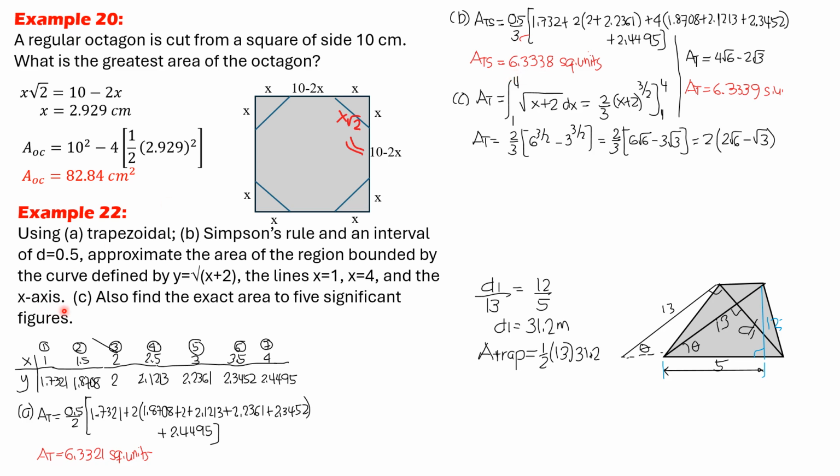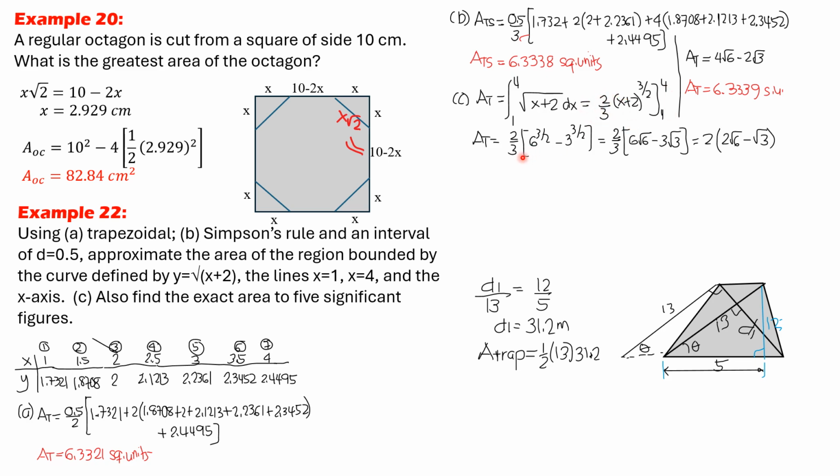Then letter C, find the exact area to 5 significant figures. You can do that by integrating. The area is the integral. You have a strip. Height y is square root of x plus 2, then dx. If we denote this as u to the 1/2, the derivative of x plus 2 with respect to x is still dx, so we can evaluate that by the power formula. This is quantity x plus 2 to the 1/2. By the power formula, it is quantity x plus 2 to the 3/2 over 3/2, and the reciprocal of 3/2 is 2/3, from 1 to 4.